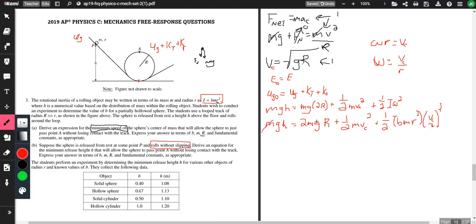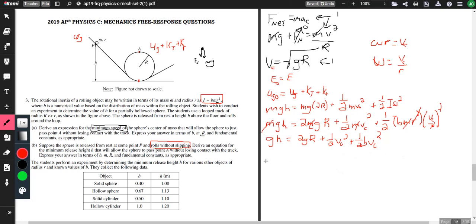For example, there's now an m in each term. There is also an R squared here that cancels out with that. So now this becomes gh over 2gR plus 1/2 vc squared plus 1/2 b vc squared.